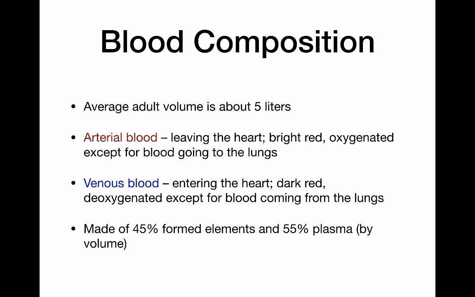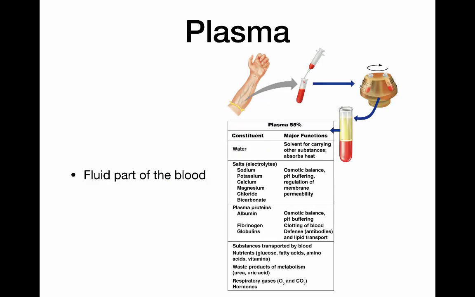As we saw on the previous slide, about 55% of our blood by volume is plasma, and 45% is formed elements. In the case of the plasma, this is the fluid part of the blood, and you certainly don't need to memorize this, but there are a few important things we'll want to remember about the plasma. Again, 55% of our blood by volume is plasma, and a lot of that's water. As we know, water is our main solvent in the body.